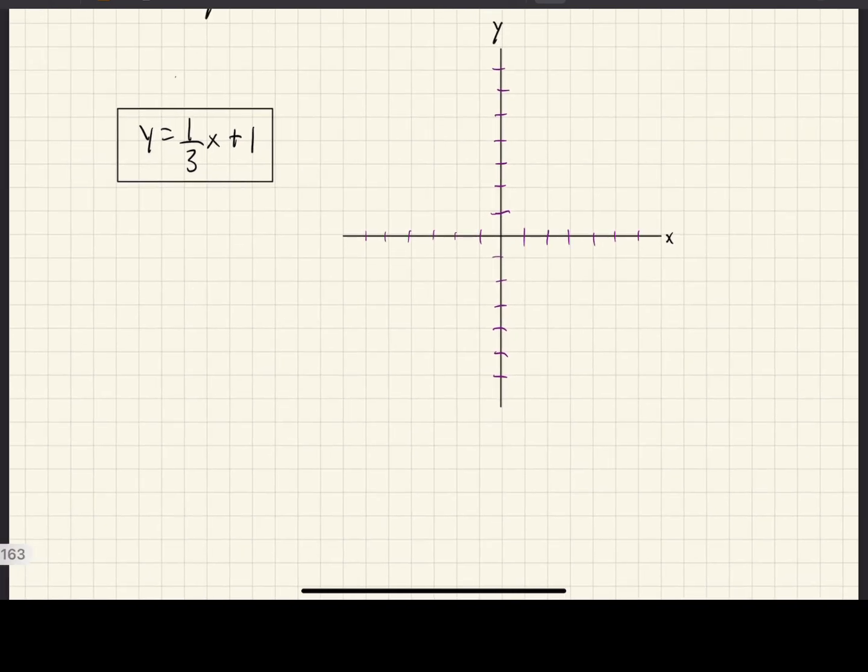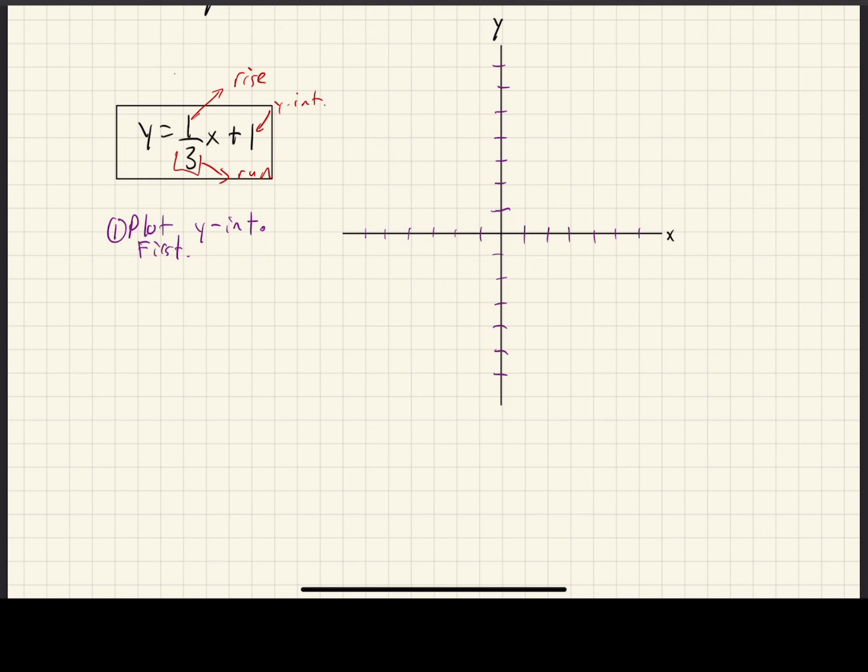Okay, so let's say we're asked to graph this equation here. y is equal to 1/3x plus 1. This is the y-intercept, or the b value. So that's going to be where the graph crosses the y-axis. And then here is the slope, where the rise is going to be 1, and then the run is going to be 3.